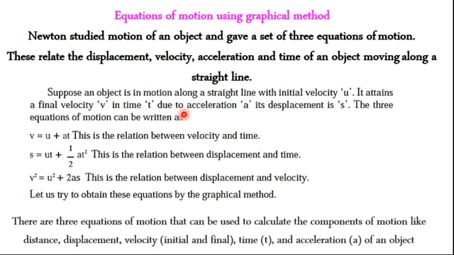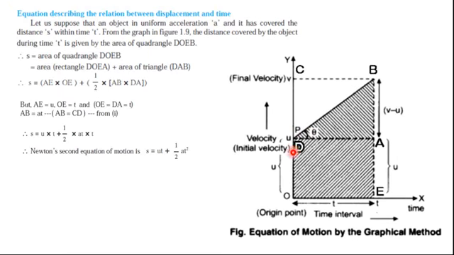And due to acceleration, a is its acceleration, and s is the displacement. So the three equations of motion can be written as follows. Now to understand, you can observe this illustrated diagram of equations of motion for a graphical method, to understand that with the help of the graphical method.